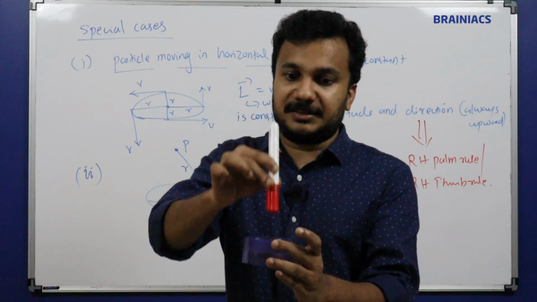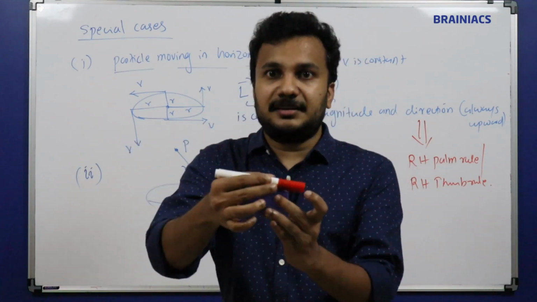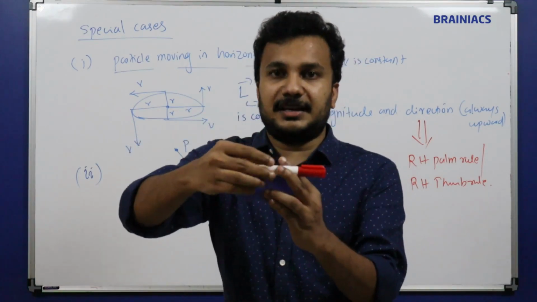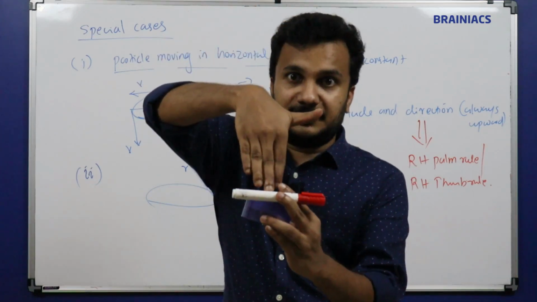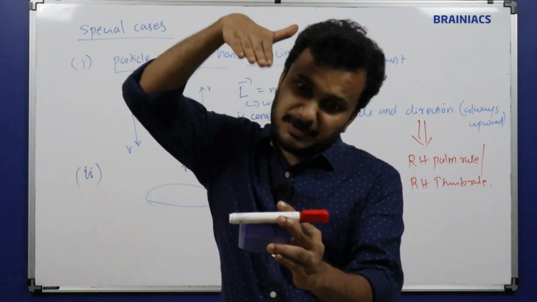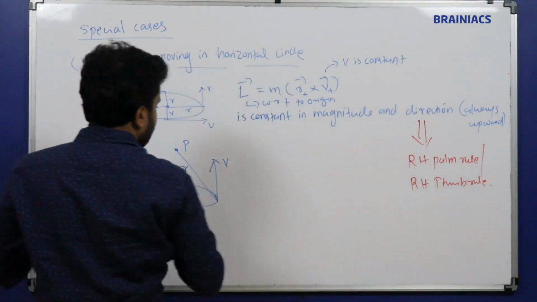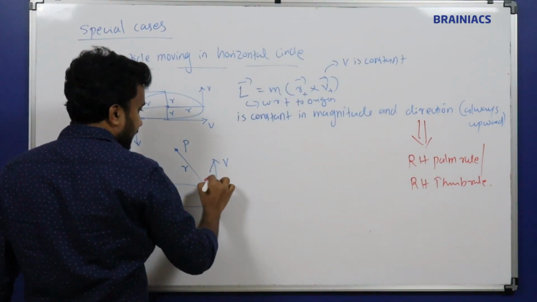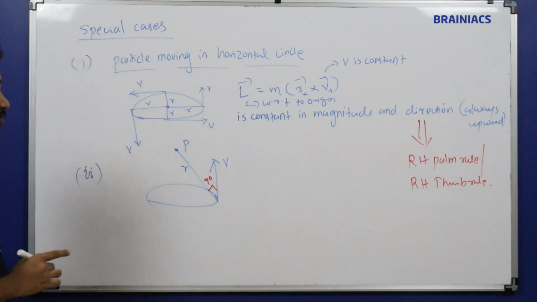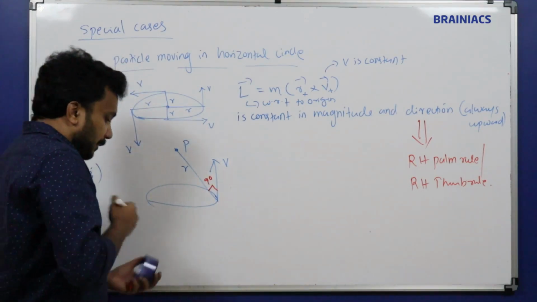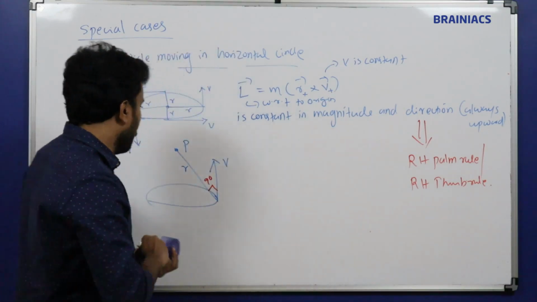R is like this. Velocity is like this, right? R is coming like this. See, what is the angle between them? It's still 90 degree. So this angle definitely makes 90 degree. So our formula, whatever is given, will be correct. We can use it.